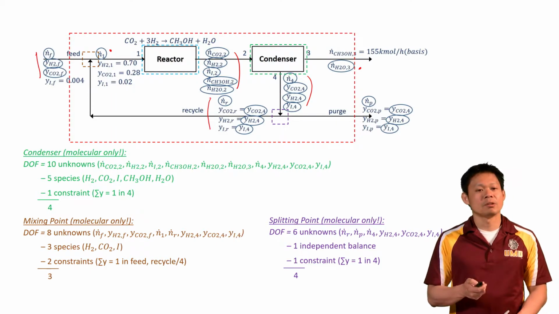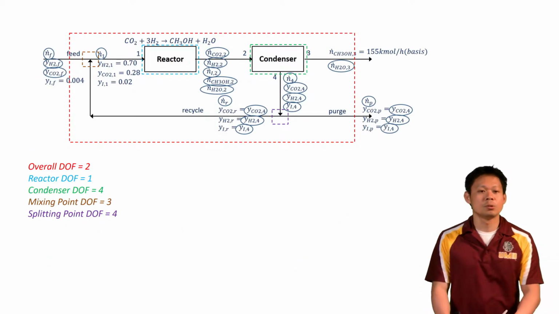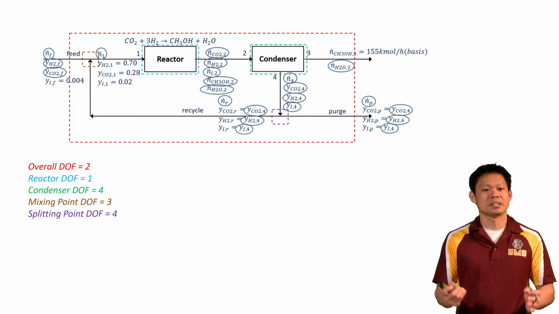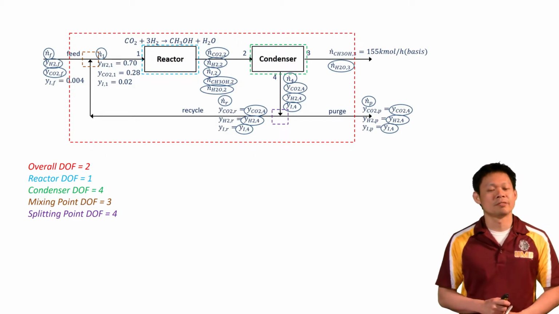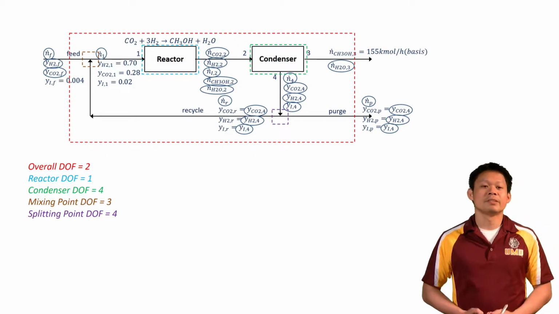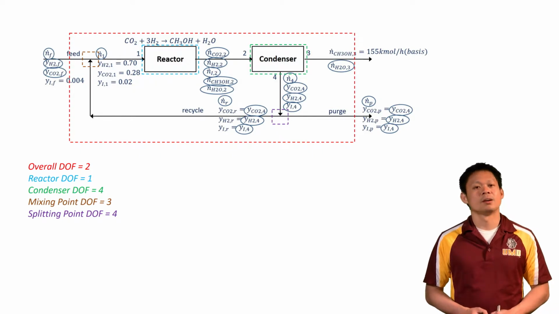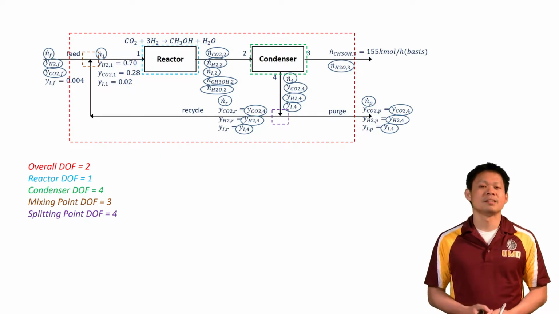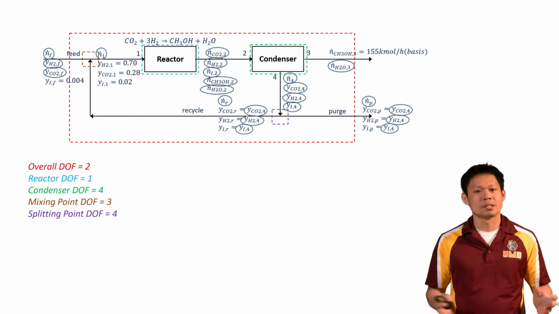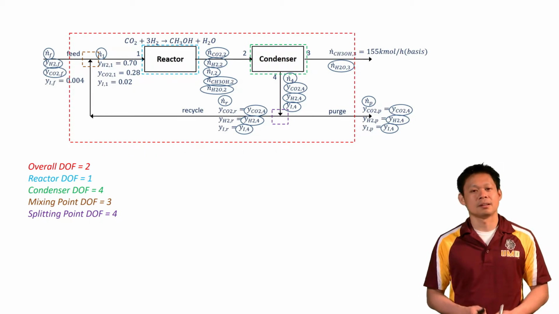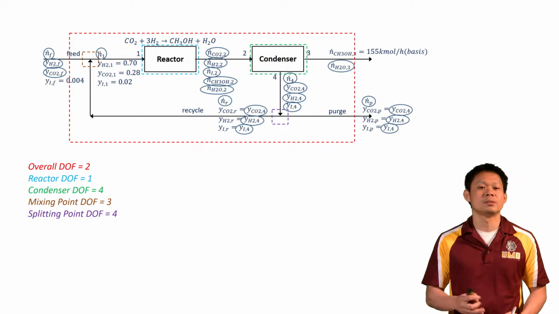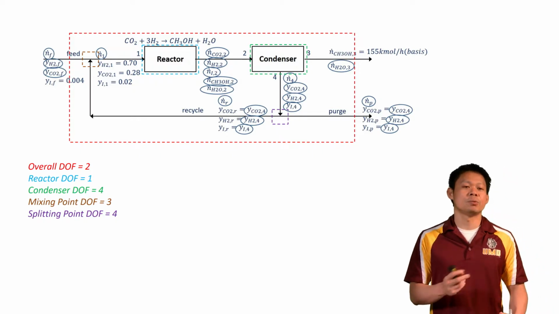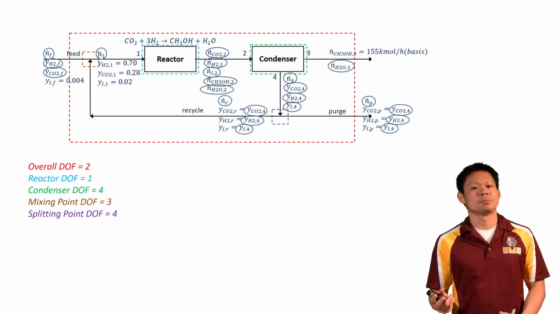So let's recap all our degrees of freedom. Overall is 2, reactor is 1, condenser is 4, mixing point is 3, and the splitting point is 4. So we don't have a degree of freedom of 0, which typically is a problem for us here. When this happens, one of the possible reasons is that we actually cannot solve this problem. This problem is underspecified. But in this case, it is not that. In this case, it just happens that we need to be more creative and think of a way how we can actually solve this problem.